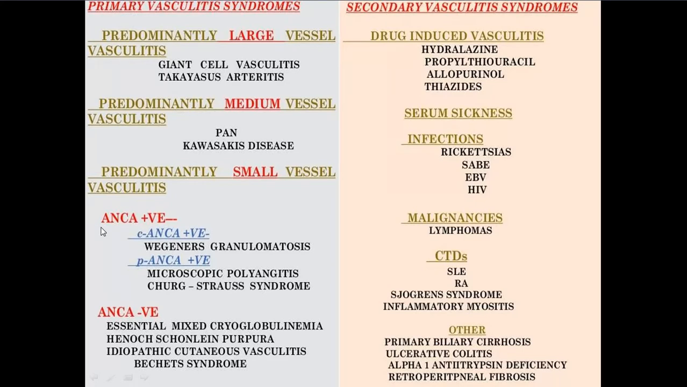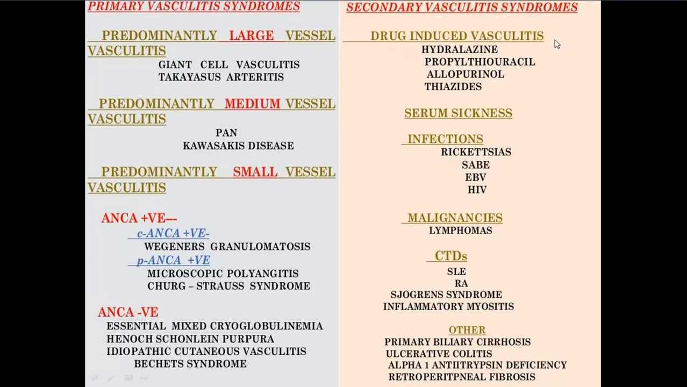There is ANCA positive and negative. With C-ANCA we see Wegener's granulomatosis, whereas with P-ANCA you see microscopic polyangiitis or Churg-Strauss syndrome. The remaining are essential mixed cryoglobulinemia, Henoch-Schonlein purpura, idiopathic cutaneous vasculitis, and Behcet syndrome. These are ANCA negative.